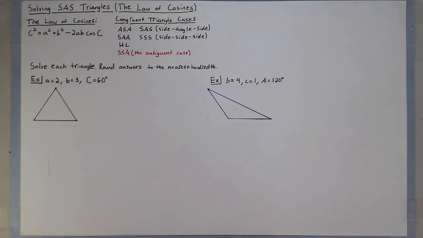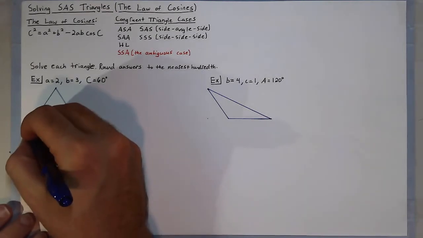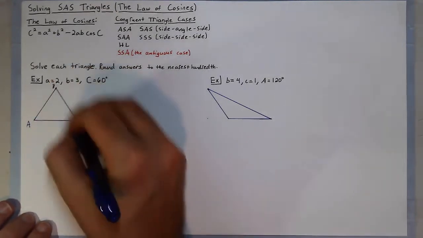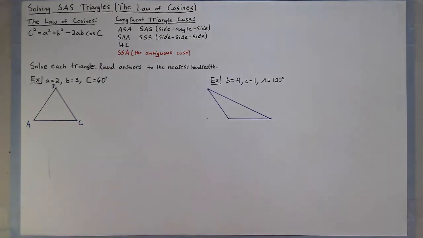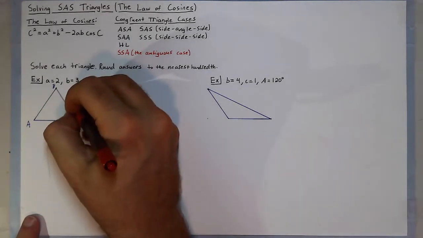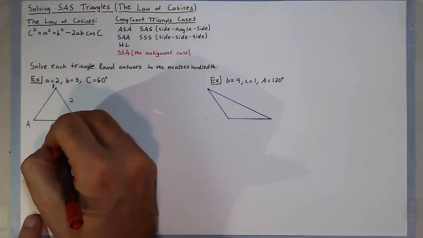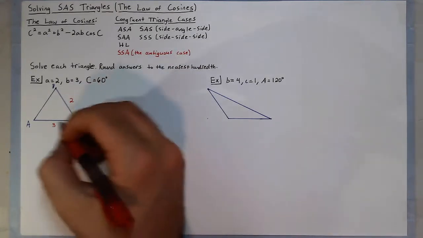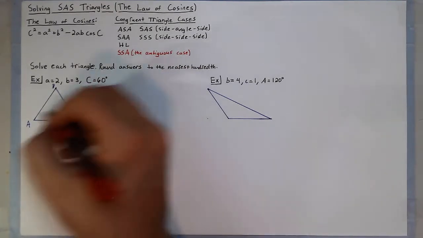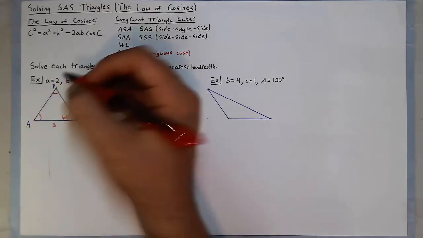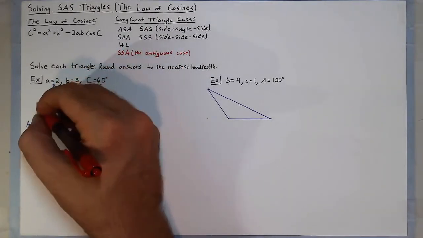So writing this down, I'll say this is angle A, angle B, and angle C. And I'm given side A, which is 2, side B, which is 3, and angle C, which is 60 degrees. And I'll be looking for angle A, angle B, and side C.